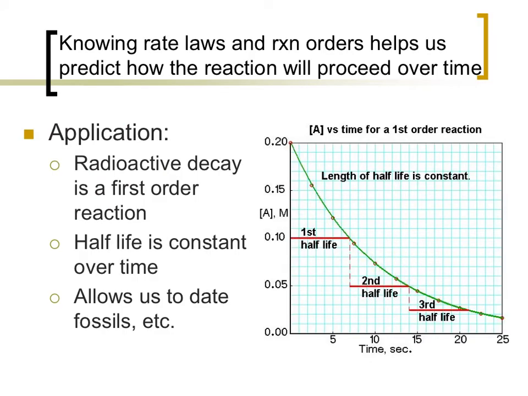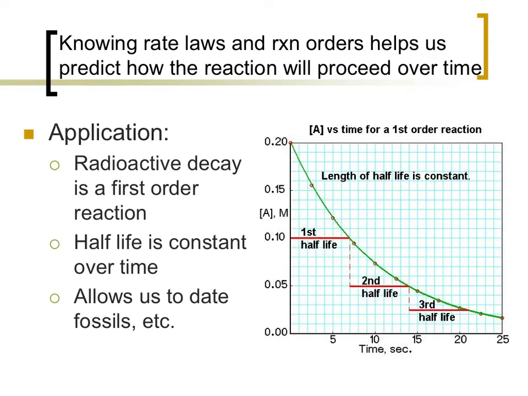Before we dig into another example, let's take a step back and look at the big picture. Why do we care about the reaction rate law? What does it actually help us do? The point is that it's going to help us predict how the reaction proceeds. Is it going to have a constant half-life, or is that going to change? How quickly is my reactant going to be used up? And that all has to do with whether it's a first, second, or third order reaction, or a 0th order reaction.